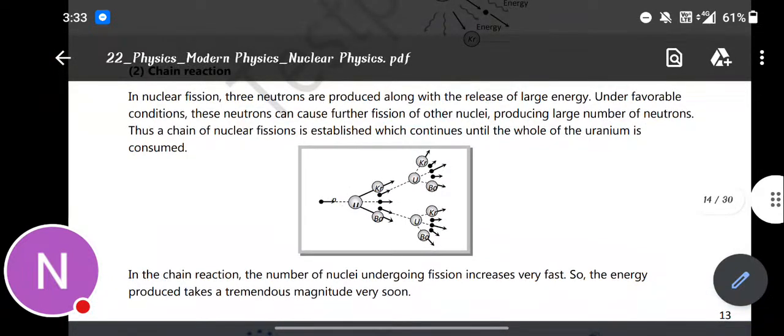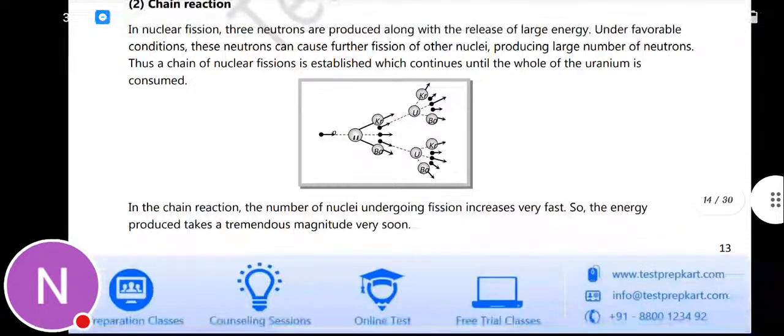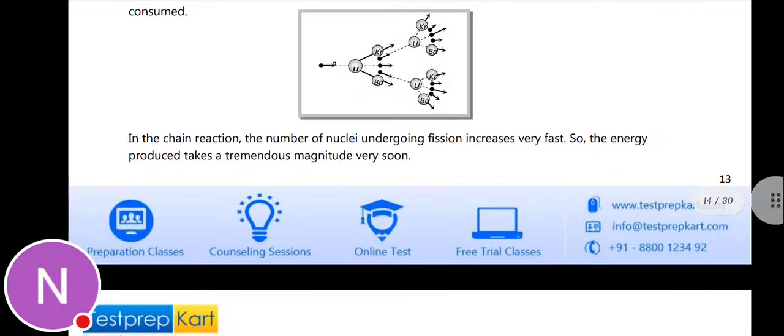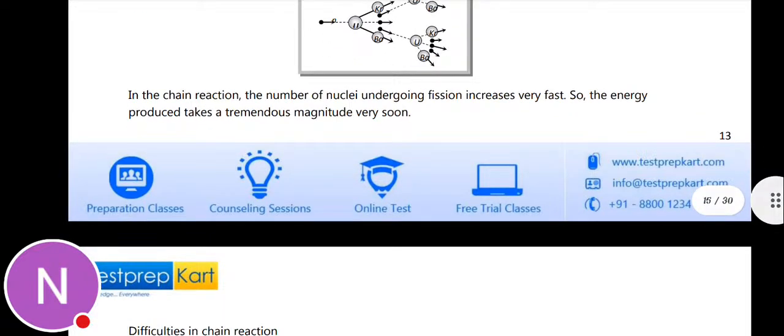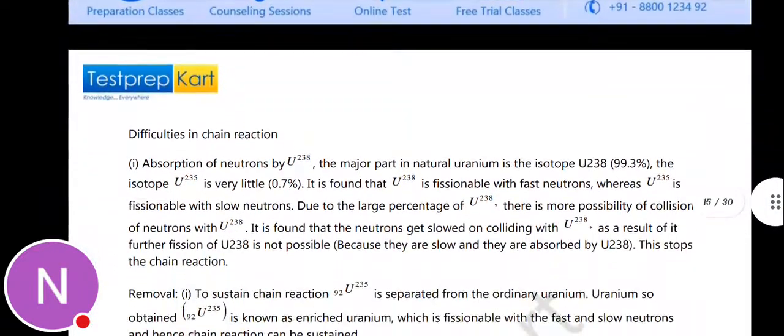So this chain will be there. In this uranium chain reaction, the number of nuclei undergoing fission increases very fast. So the energy produced takes a tremendous magnitude very soon.